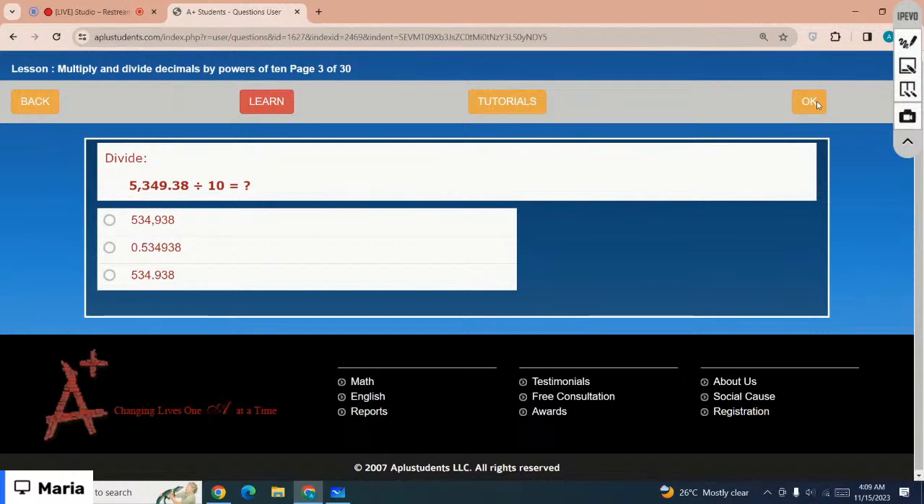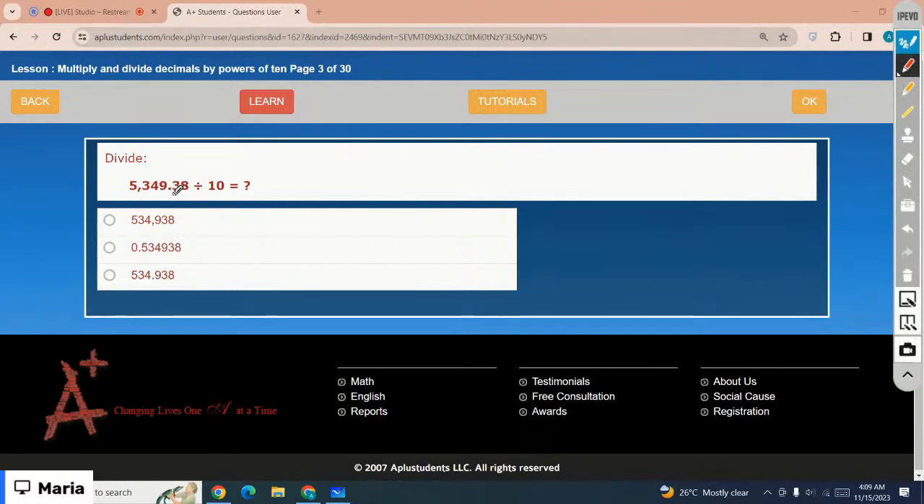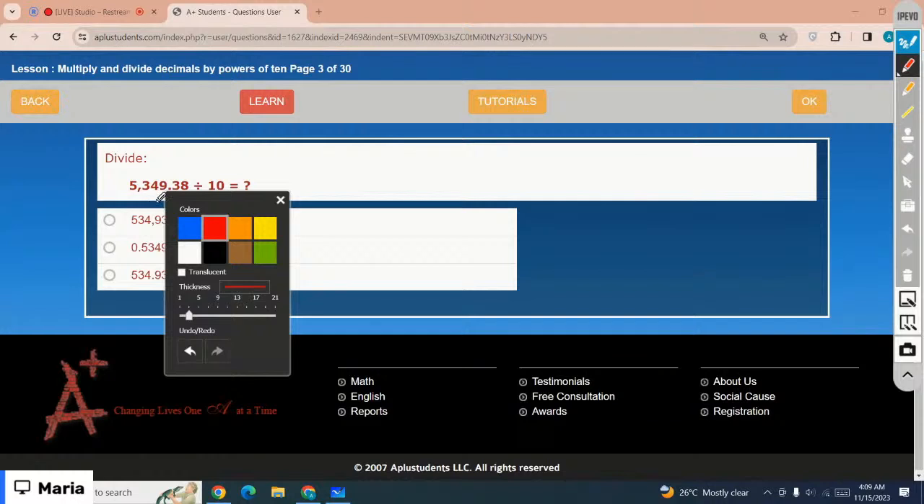So the correct option is: you are dividing by 10. 10 has only one zero. So you need to move the decimal point one place left because you are dividing. The decimal point is already here. You need to move one point left. So when you move, it is in between 4 and 9.